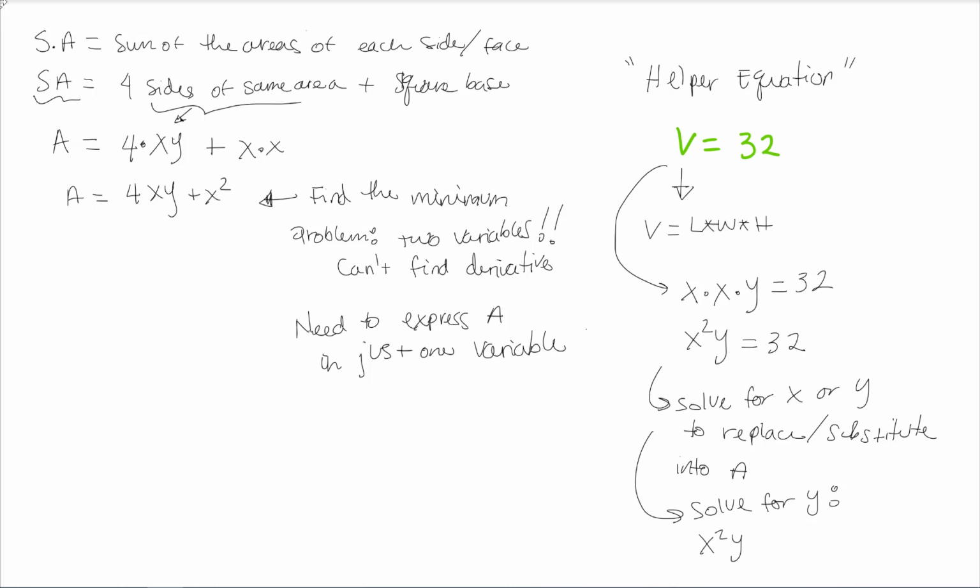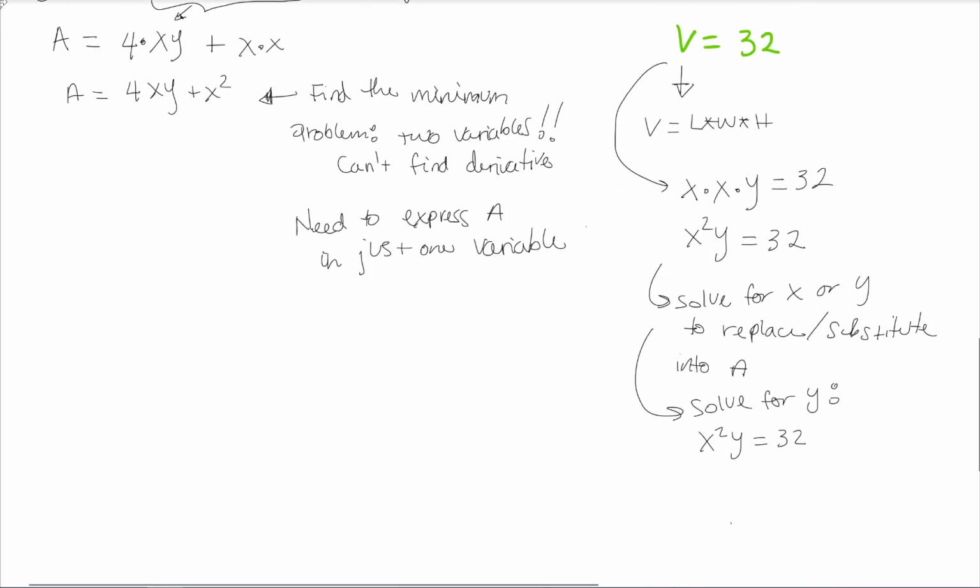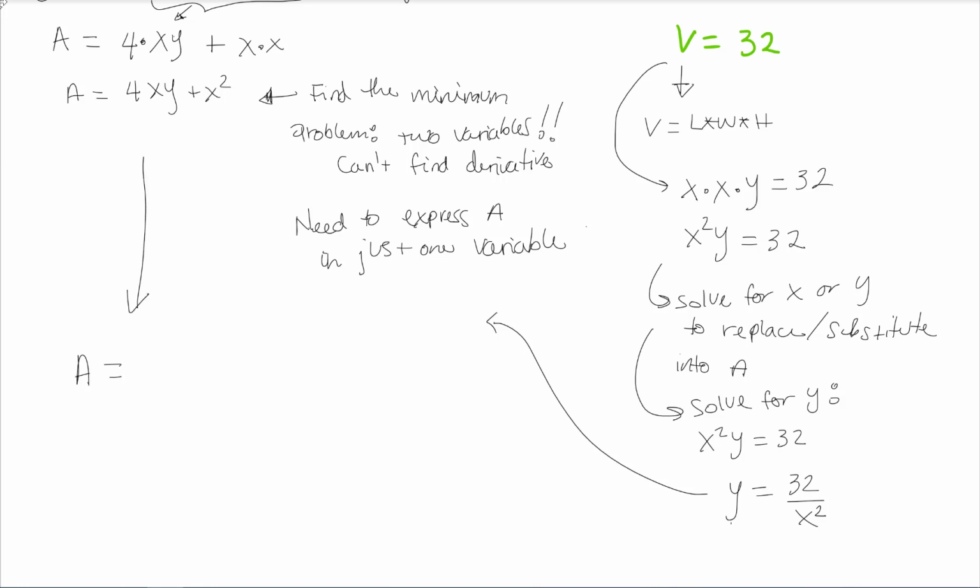So I have x squared y equals 32. So that means divide both sides by x squared. y is equal to 32 over x squared. So now we can go back to the area equation. Notice that we say we need to express a in just one variable. Now that we have an expression for y, we can go back to our area. And so this is going to be 4x times y. y is equal to 32 over x squared, plus x squared. And so I was able to replace y because y equals 32 over x squared.